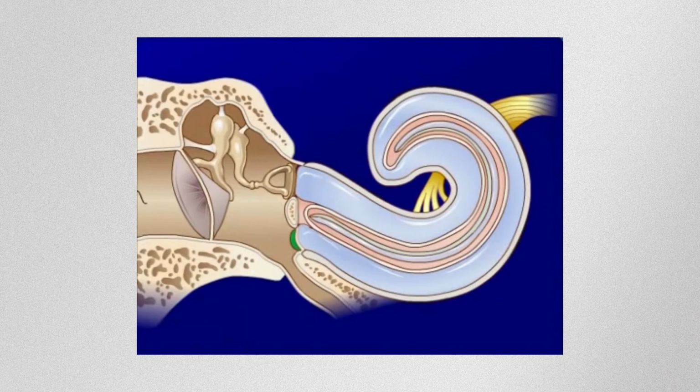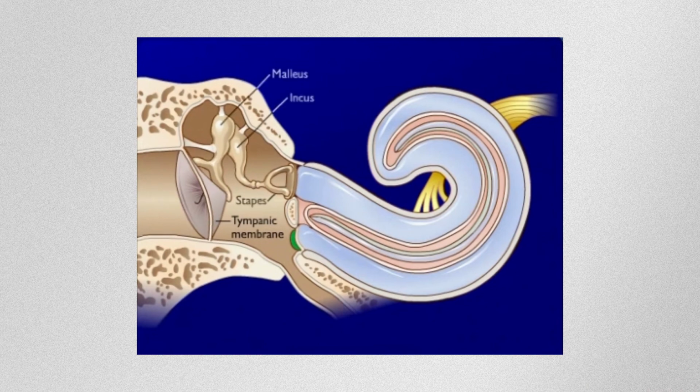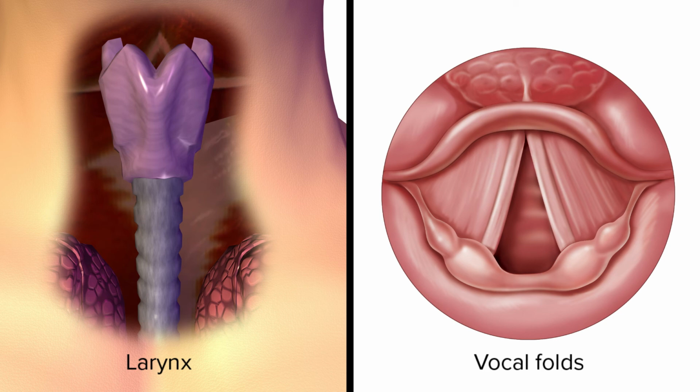For you to hear sound, it must travel through a medium to get to your ear. Mediums are typically solids, liquids, or gases, with air being the most common medium we hear sound through. Vocal folds, or vocal cords, located in your larynx, are responsible for producing sound.